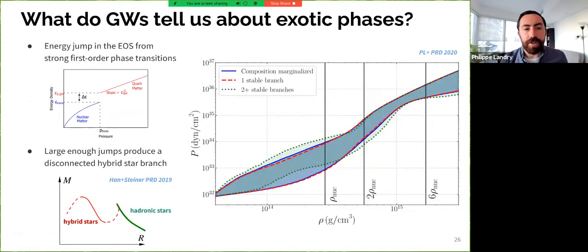Another kind of investigation you can do is ask whether there is a strong phase transition in the equation of state, where there's a jump in pressure.